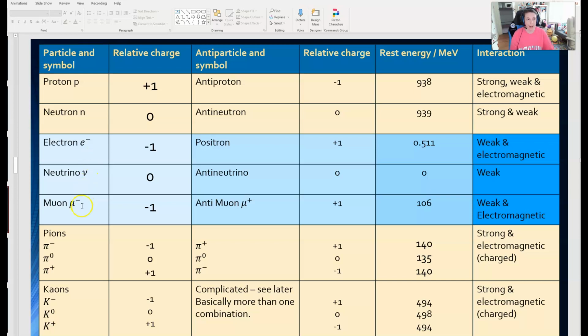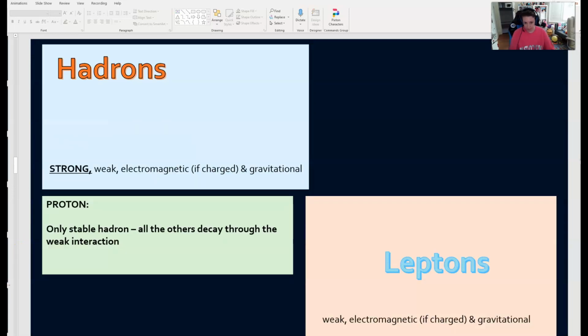They are all called leptons, and leptons themselves are fundamental, which means they cannot be broken up into smaller parts. They are the smallest particle you can get, whereas the hadrons can actually be broken up into smaller parts called quarks.